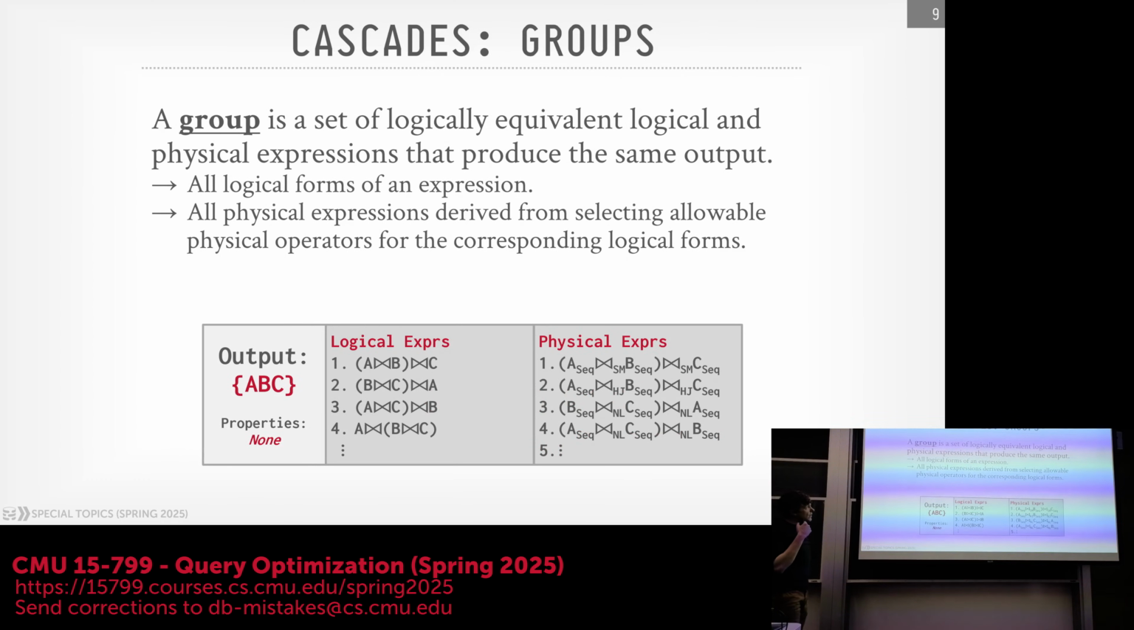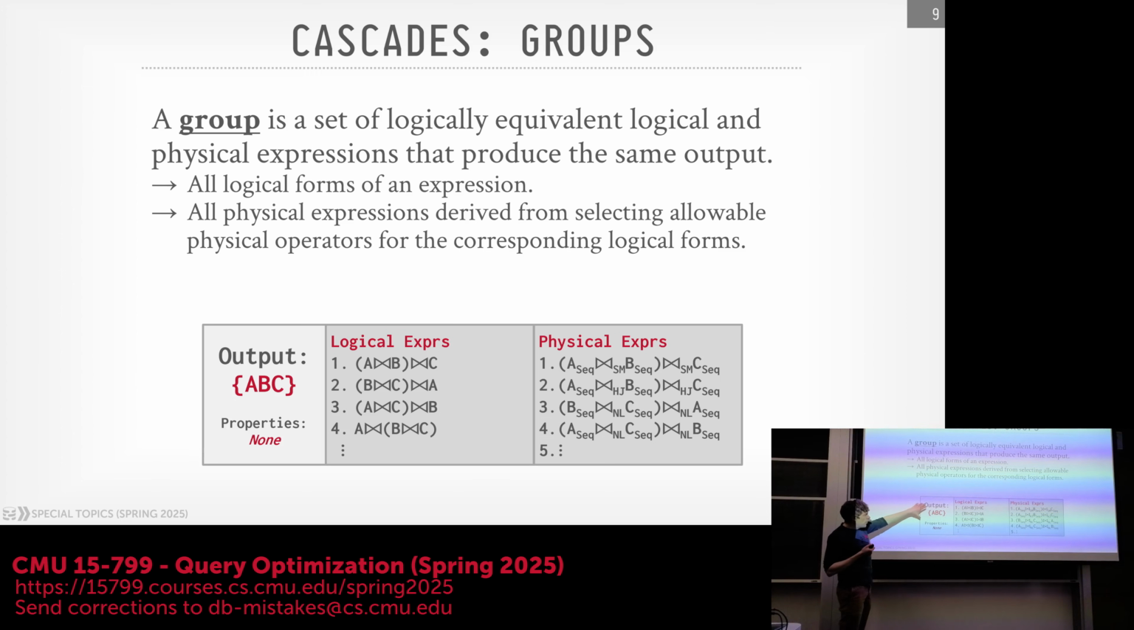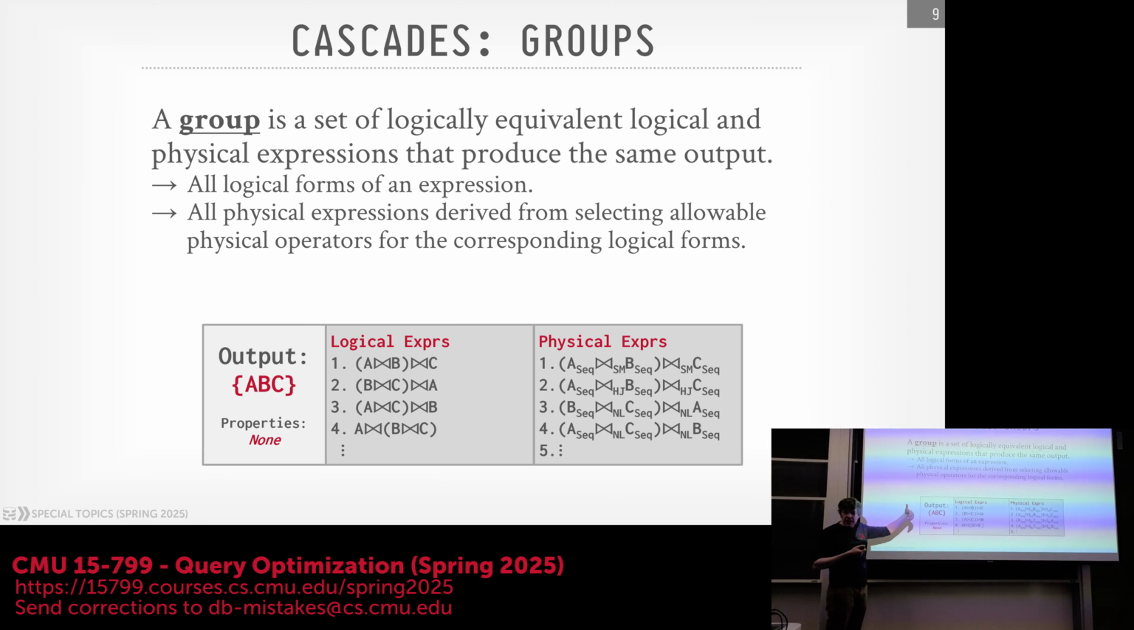And then the container we're going to use to represent equivalent expressions is going to be called a group. A group's going to have some output that's defined as a logical expression defining what's coming out of it. It can have properties that specify what the data that it's going to emit is going to look like, sort order, and all the things we talked about before.